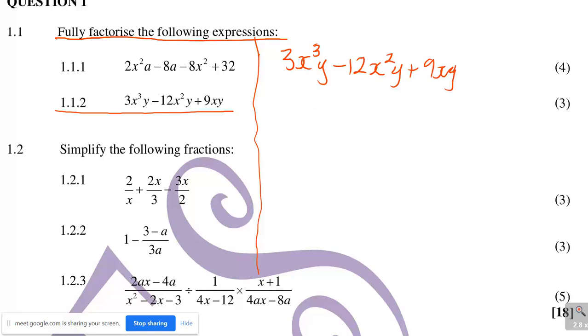So it's 3x cubed y minus 12x squared y plus 9xy. You see that? Now, they say fully factorized. The first thing I'm picking up is check out what's repeating in all the 3. There is 3x cubed y, xy. So xy, do you see that xy is repeating in all the 3? Common. It's common.